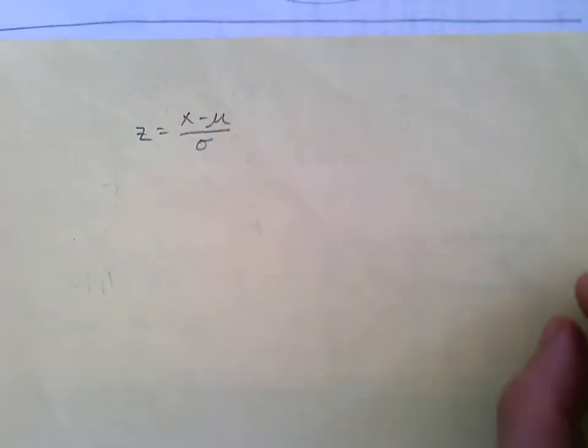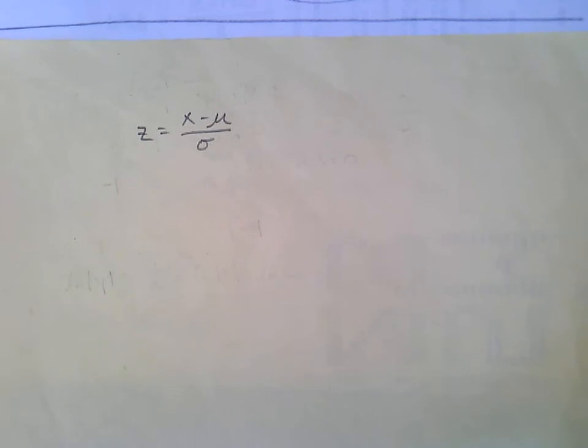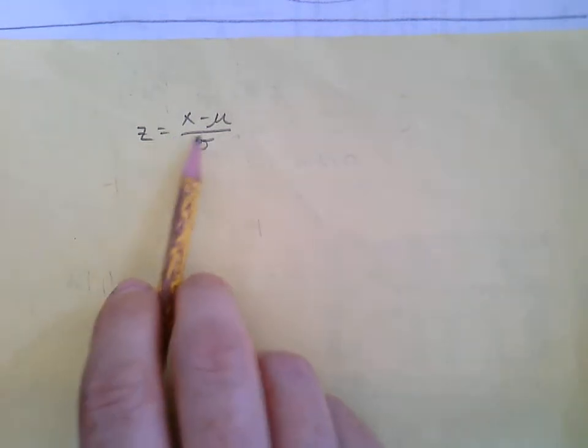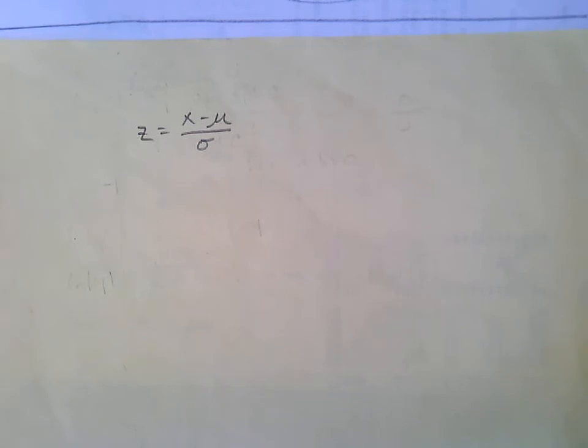Number 8 is interesting. They're going to switch things up. They're going to give us different information, and we have to solve for a different part back in our Z formula. Let's read it. The miles per gallon of gasoline, which we often refer to as MPG, for a new model car is normally distributed with a standard deviation of 4.5 mpg.